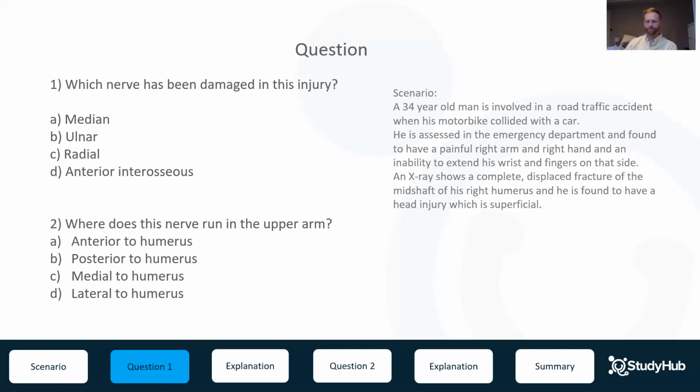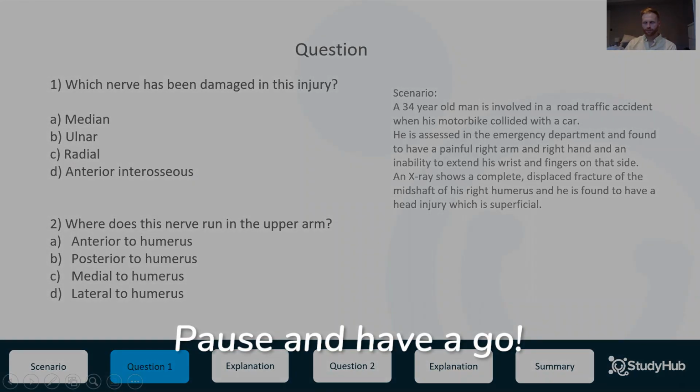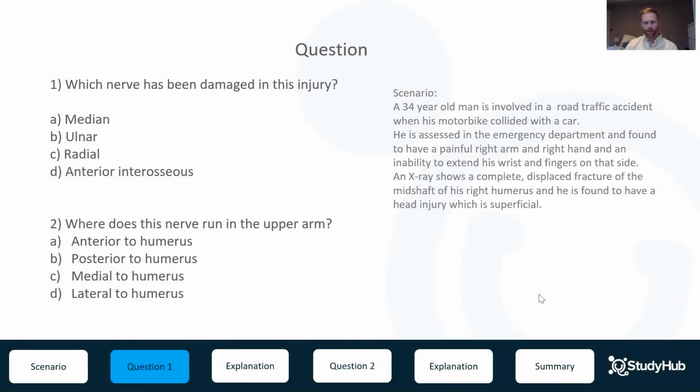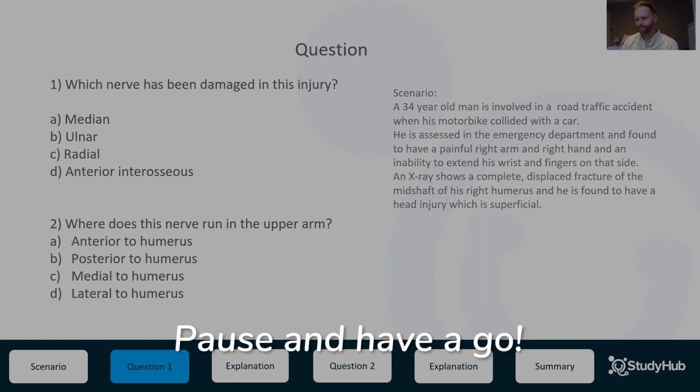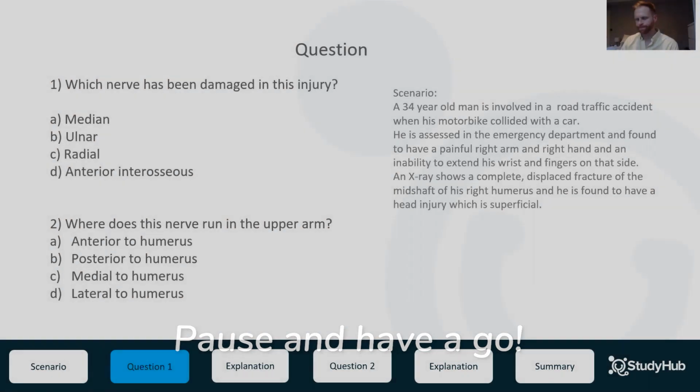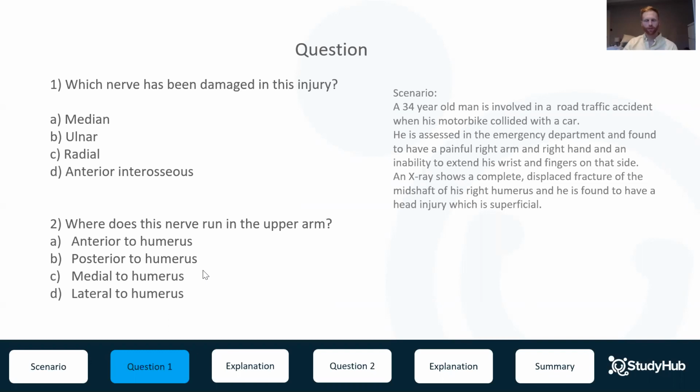So let's do the first question first. Which nerve has been damaged? Okay, so the majority of you have gone for the radial nerve. We'll go through it in a second on the next slide. So if Pia, if you could kindly do a poll for the next one. Okay, fine. So we've got a bit more of a split there, with some people saying A, some people saying C, but the majority going for B. Okay, that's great. Thank you.